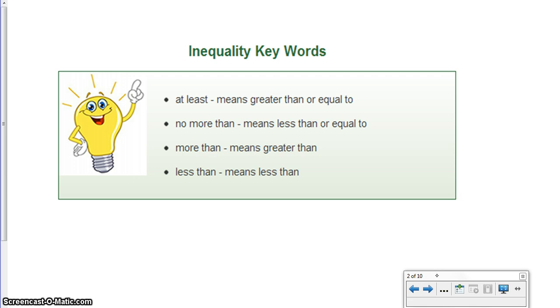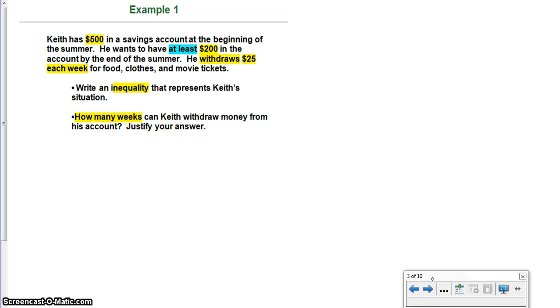No more than means less than or equal to. You can have no more than 3 people come spend the night tonight. Okay, well, ladies and gentlemen, that means if you've invited 4, someone's going to be unhappy because no more than means less than or equal to. So let's take care of this as far as a word problem goes.